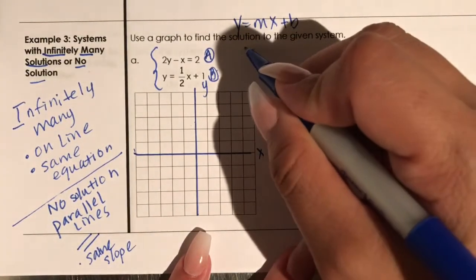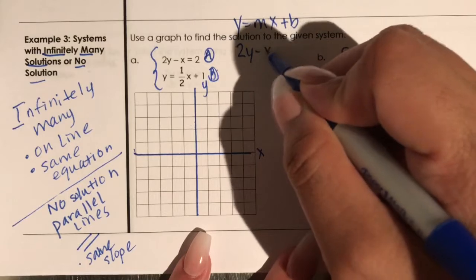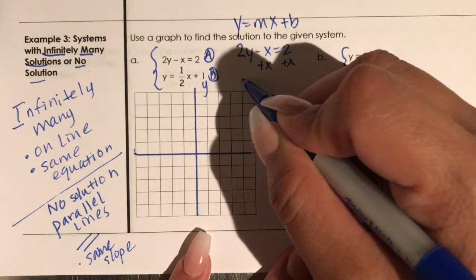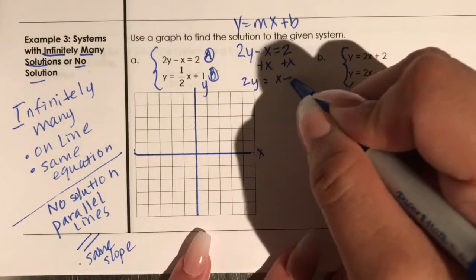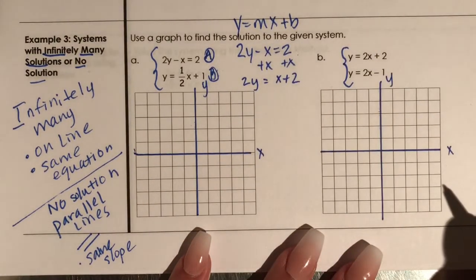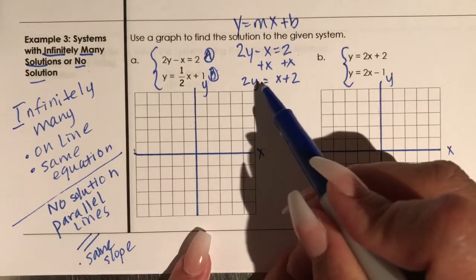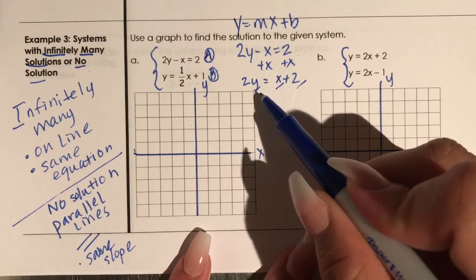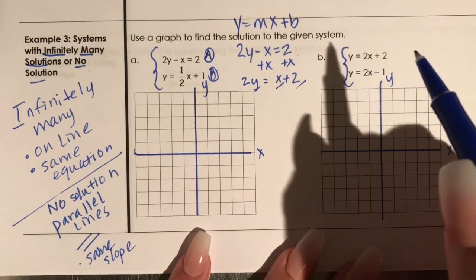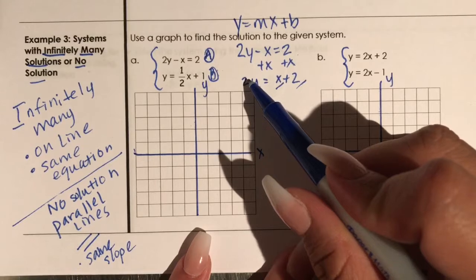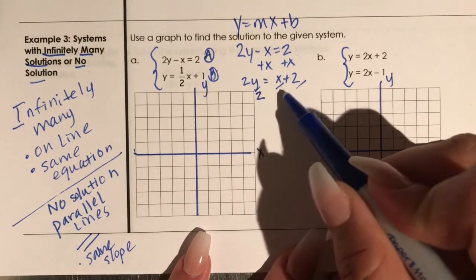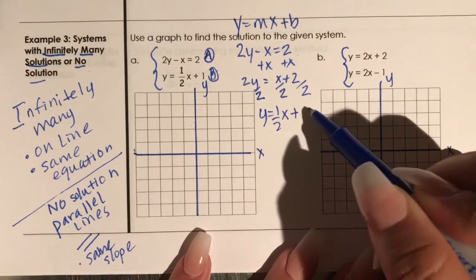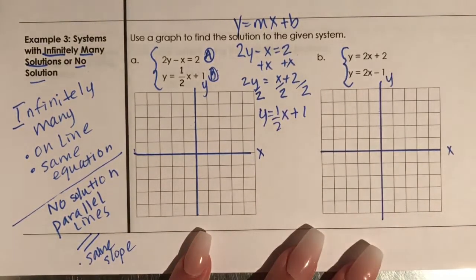So let's change the form. We're going to say 2y minus x equals 2, plus x, plus x. We're solving for y. 2y equals x plus 2. This is multiplication. When we're solving for a variable, we are going to do the opposite of whatever operation is here. So 2 times y, the opposite is division. y equals 1/2 x plus 1.